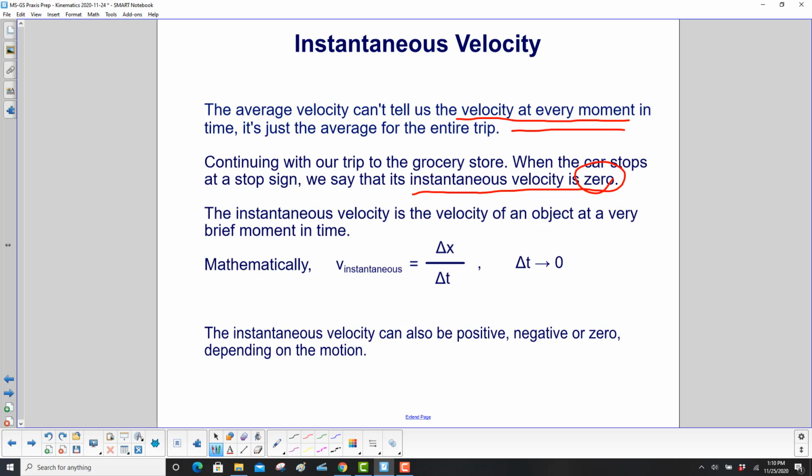Mathematically, the instantaneous velocity is delta x over delta t, which is our definition, but we let delta t get vanishingly small. We let it approach 0 to get that instantaneous moment of time. The instantaneous velocity can also be positive, negative, or 0 depending on the motion.